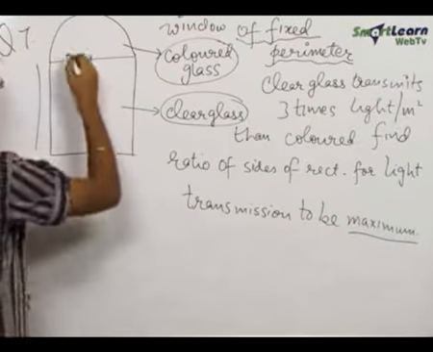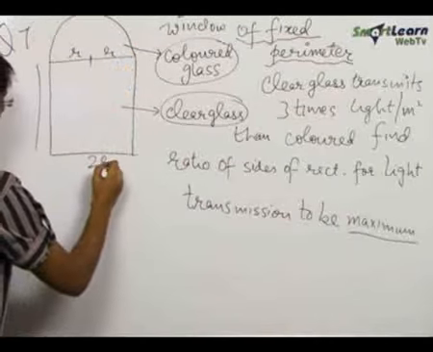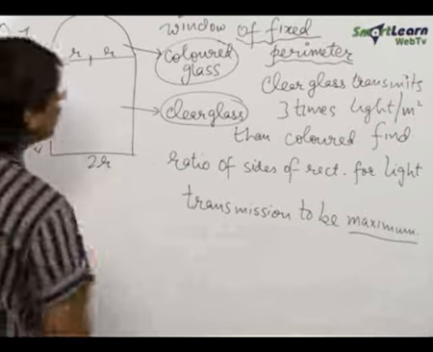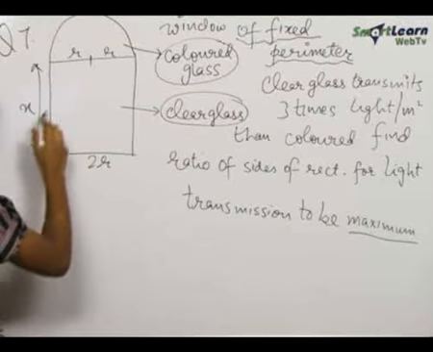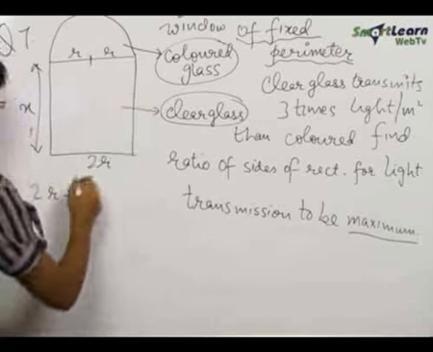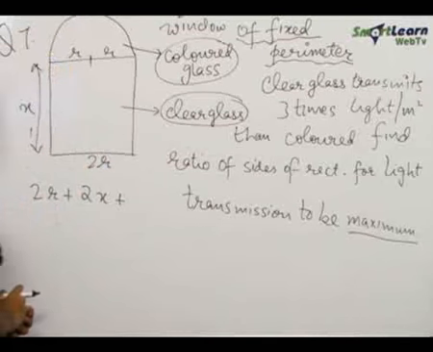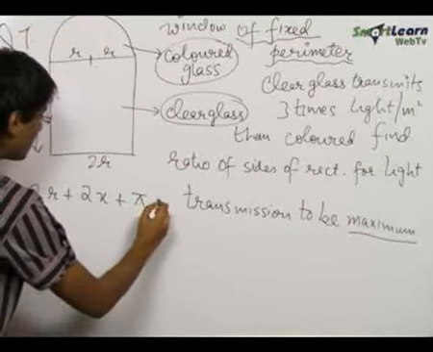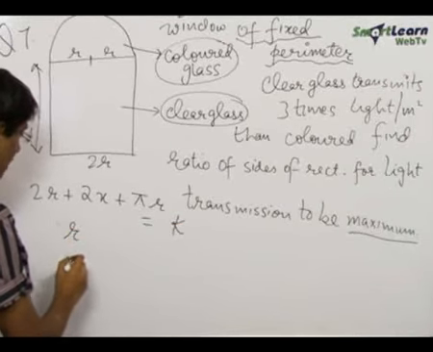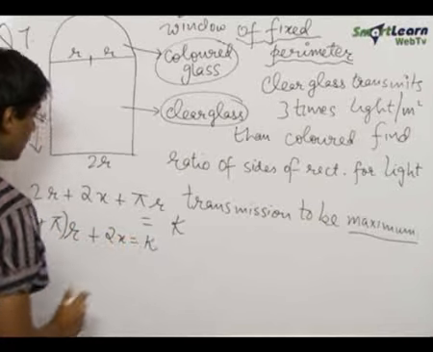So let us use this data, and write the radius of this semicircular portion to be equal to r. So this side becomes equal to 2r. Let us consider this to be equal to x. Now we are given that the window has a fixed perimeter, so the perimeter is 2r plus 2x plus pi r, which is the circumference of the semicircular portion, and this is given to be equal to a constant k. Now we have 2 plus pi times r plus 2x is equal to k.